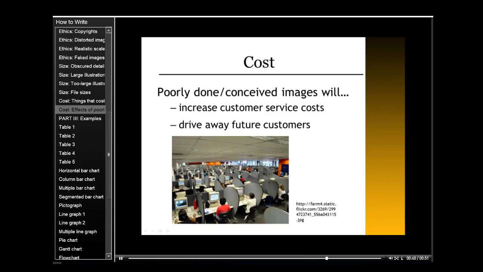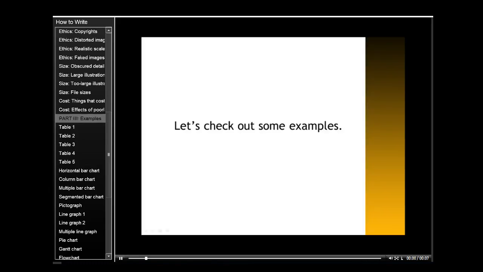So, think about what you're doing very carefully before you start putting together images, before you start putting together tables. You want to make sure you do it right the first time.